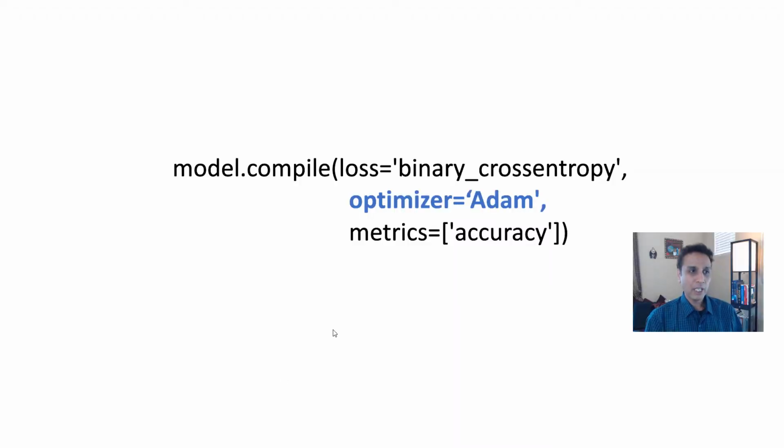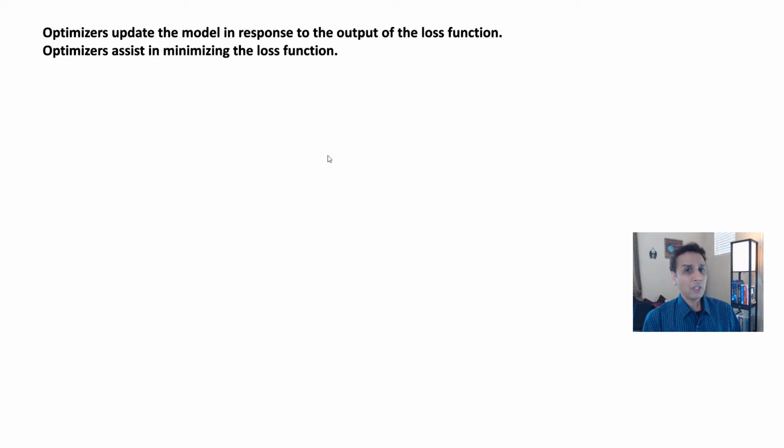So where do you define an optimizer? Again, model.compile, loss, binary cross entropy in this example, optimizer, I'm using Adam. So what does that mean? Well, first of all, an optimizer updates the model in response to the output of the loss function.